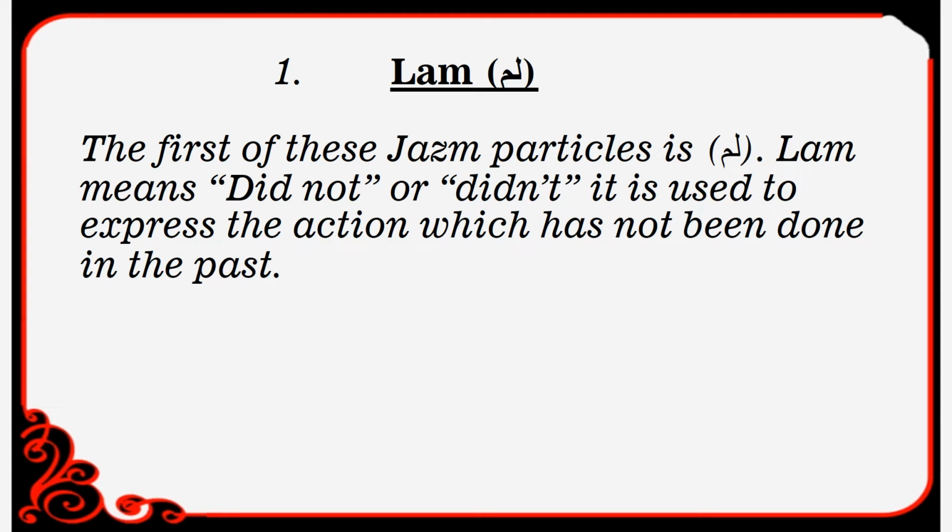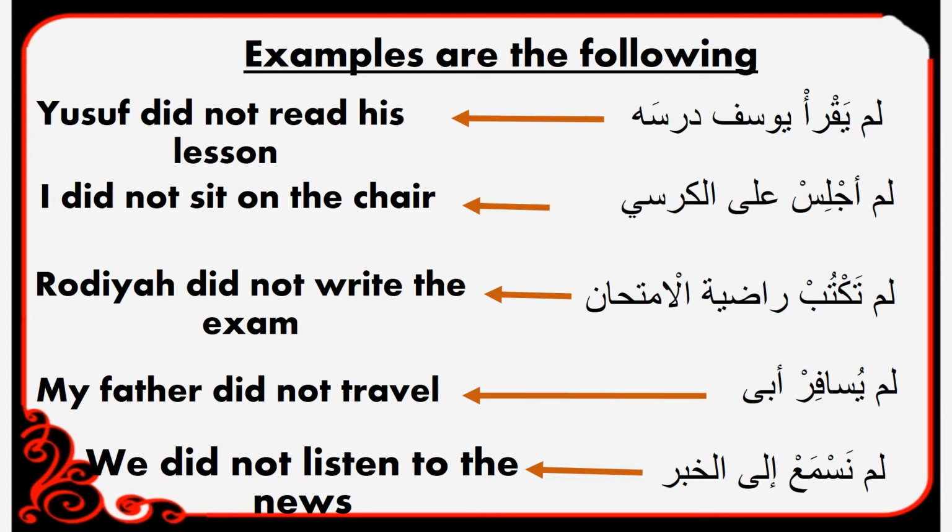1. Lam. The first of these Jazm particles is lam. Lam means did not or didn't. It is used to express the action which has not been done in the past. Examples are the following. Lam yaqra Yusufu darsahu. Yusuf did not read his lesson. Lam ajlis ala al-kursi. I did not sit on the chair.